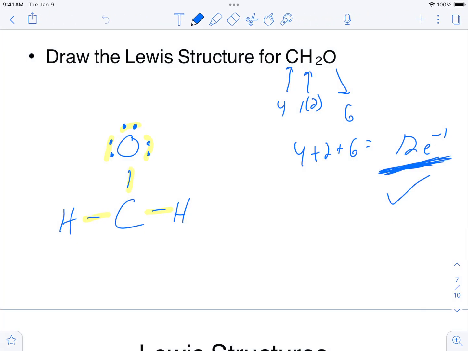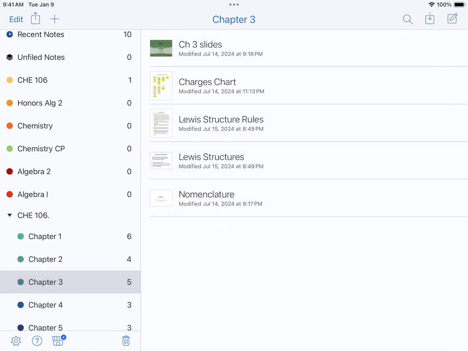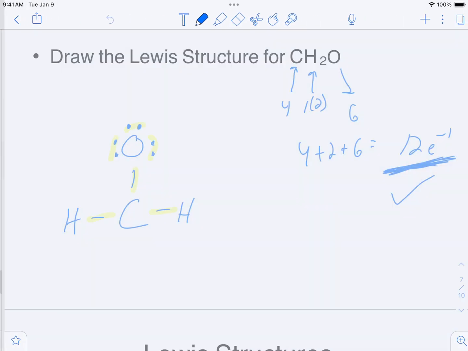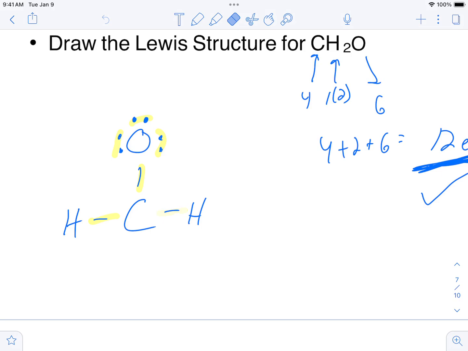Our carbon does not have an octet. Our carbon only has 6 electrons around it, the 3 bonds. So that is an issue. It did not satisfy the octet rule. So look at step number 5 here. It's the second part. If an octet is not met, move 1 or more lone pairs to existing bonds between non-hydrogen atoms until the outer shells of all atoms are completely filled. Which means we know that the hydrogens are finished. Hydrogen can only have 1 bond, so it's not even worth looking at these guys.